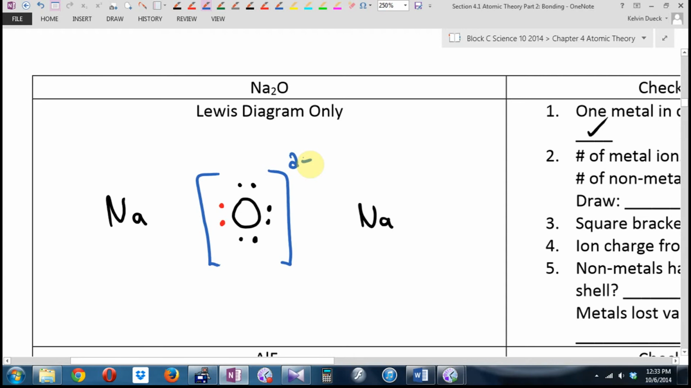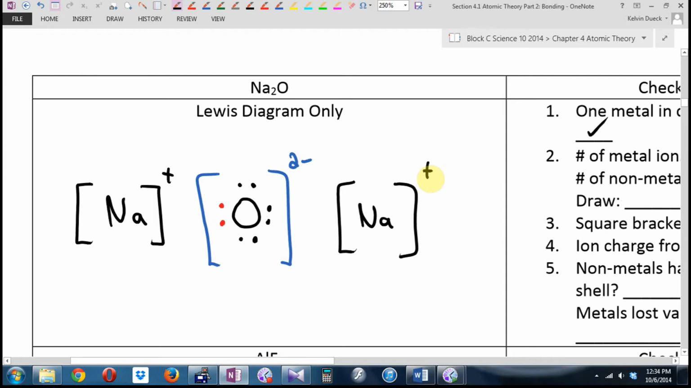Sodium. Now, sodium, normally, if I was doing a Lewis diagram, would have 1 electron there if it was an atom. But it's an ion. How many electrons will it have in its outer shell? None. Did I say ion? There is the Lewis diagram for a sodium oxide molecule.